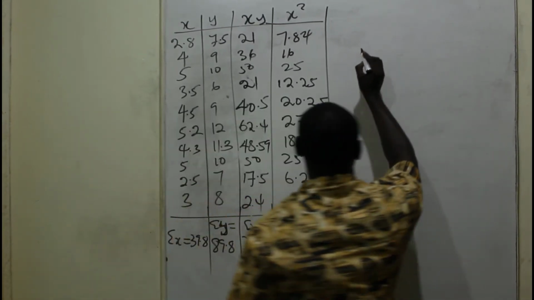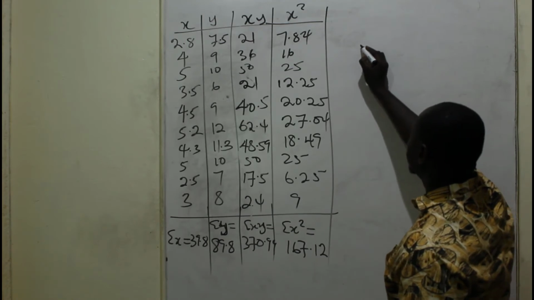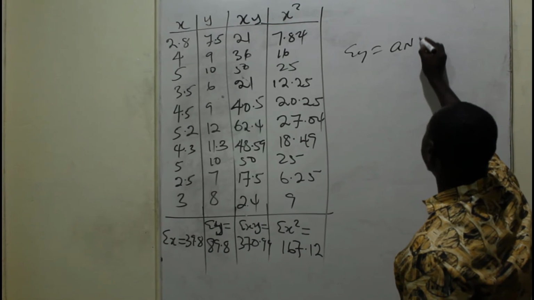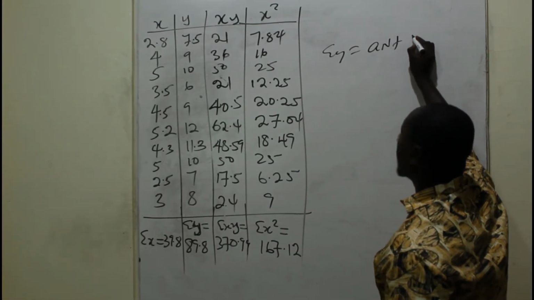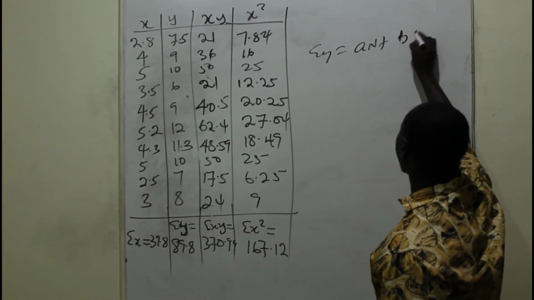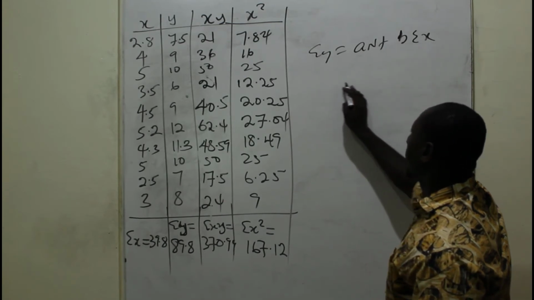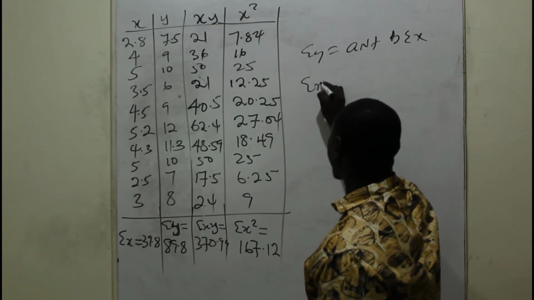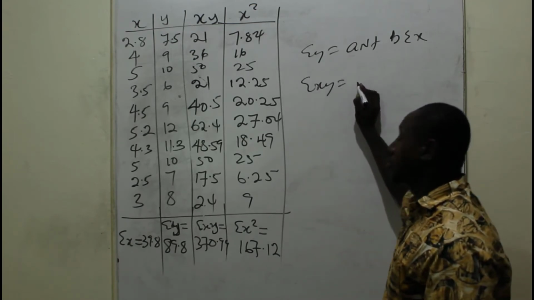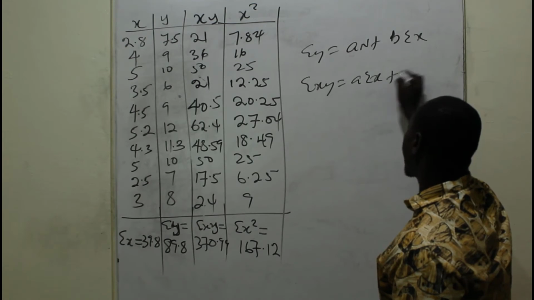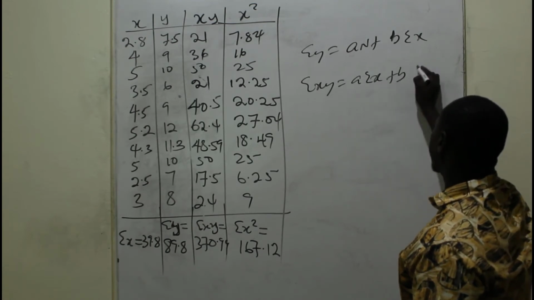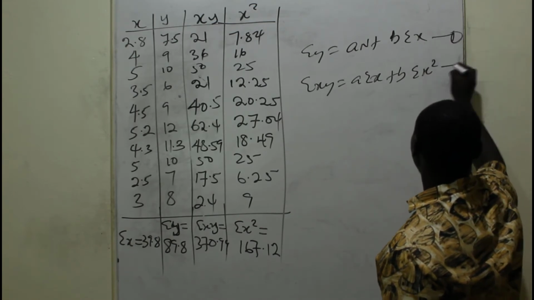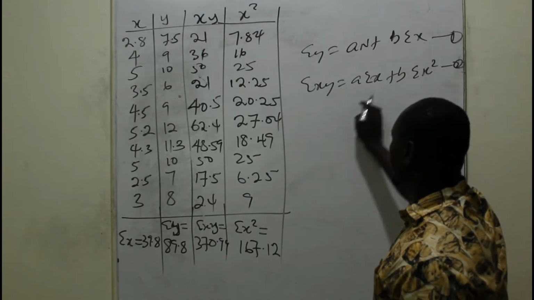And so the first normal equation, that is y on x, is going to be summation of y is equal to na plus b times summation of x. Okay, and then the second one is that we are going to have summation of xy to be equal to a times summation of x plus b times summation of x squared. And so we are going to substitute. If this one is equation 1, this is equation 2. Let's put them in equation 1.